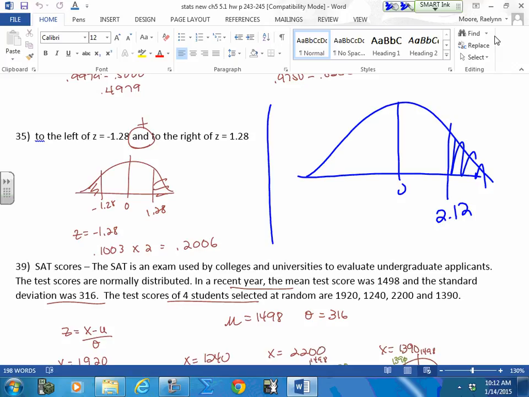Okay. I want the area to the right of 2.12. Give me two ways to find this area. Aaron, what's the first way? The area to the right of 2.12. What's the way you would find it?